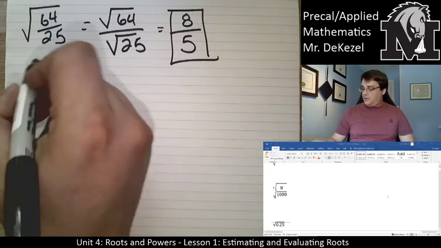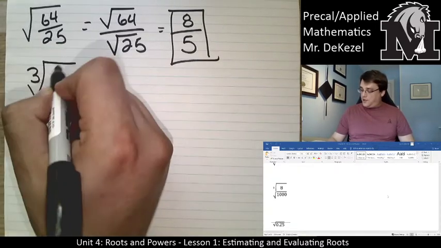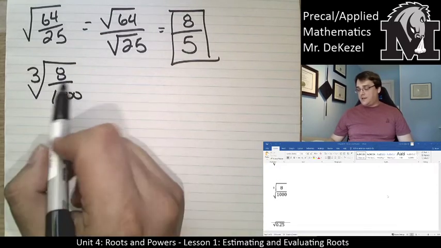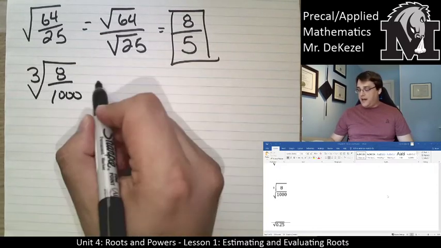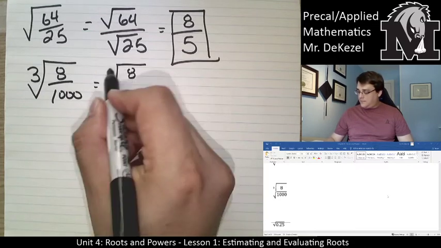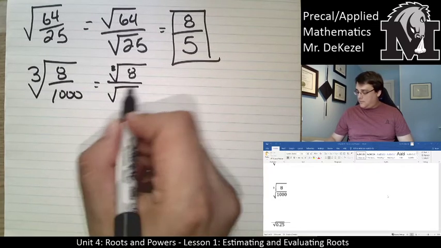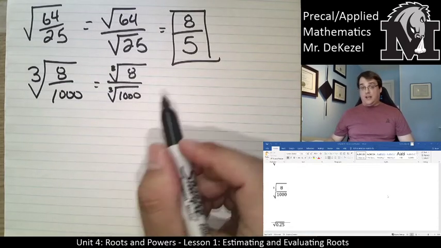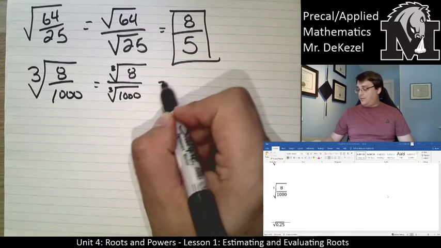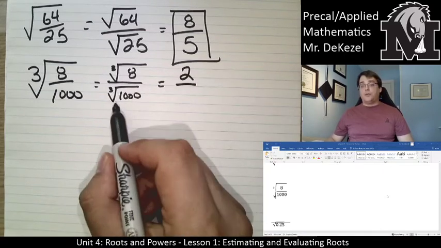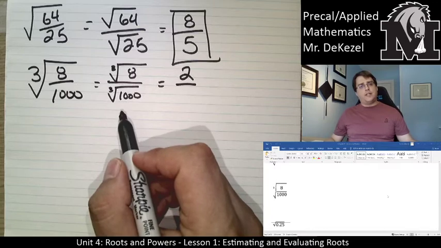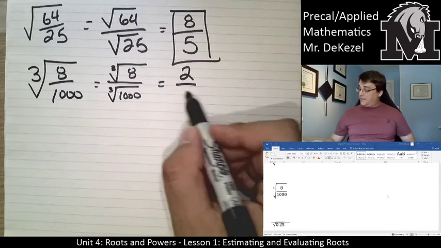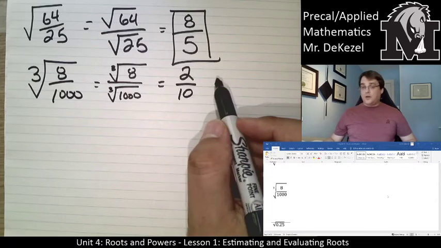Let's do the third root of 8 over 1,000. So again, we can write this as the third root of 8 over the third root of 1,000. And I know what the cube root of 8 is. I did it before. It was 2. And the cube root of 1,000, what number times itself 3 times will get us 1,000? That would be 10 times 10 times 10. So we have 2 over 10.